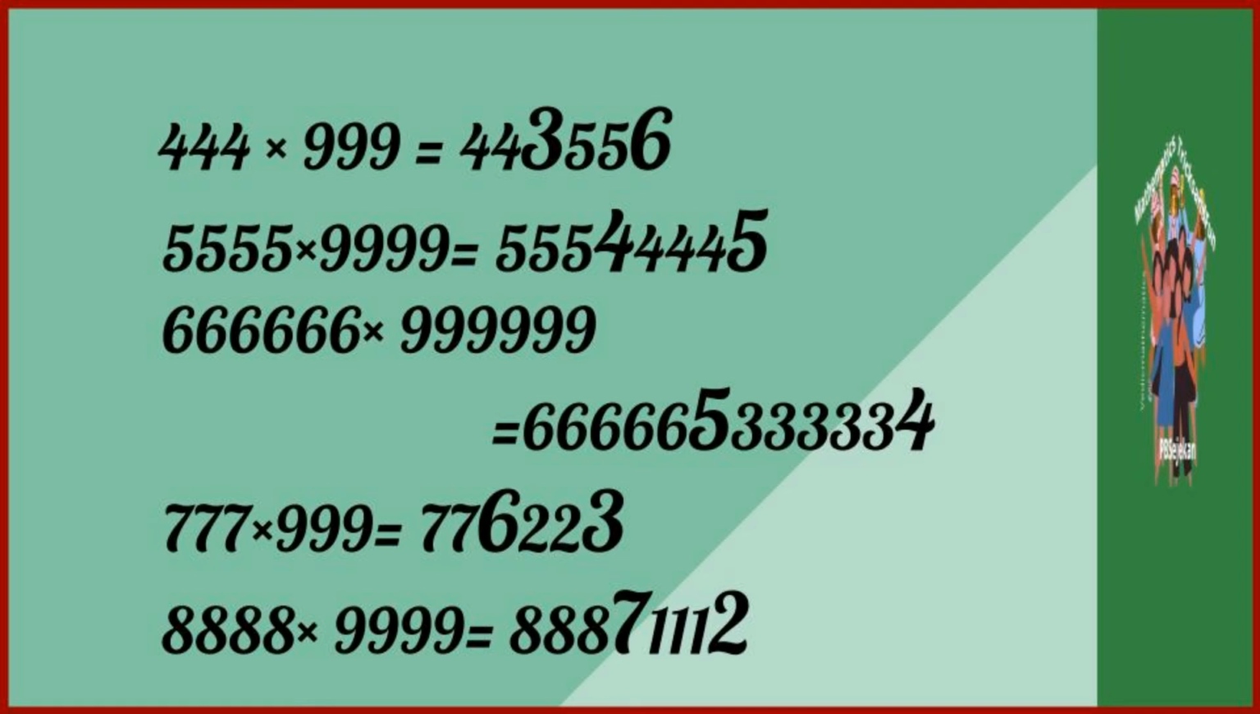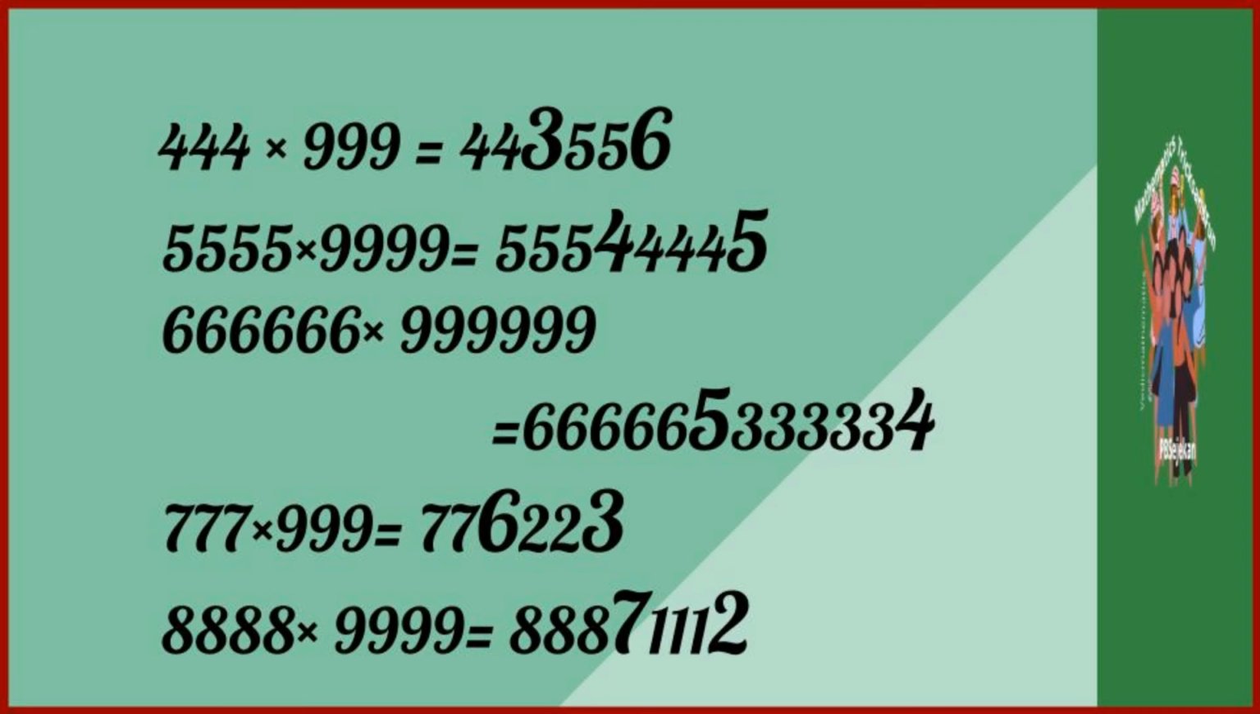Here, 5 6's are multiplied by 5 9's. 6 into 9 is 54. Applying the code, the answer is 66665 33334.